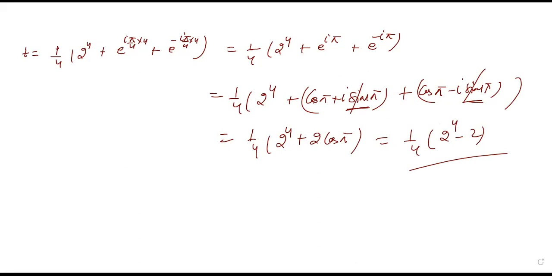Sir, how to change pi by 4 to e to the power iota pi by 4? Sorry, what you said? You are asking how 1 plus iota is converted to e to the power iota pi by 4, right? This one you are asking?